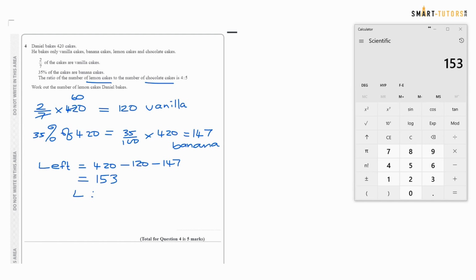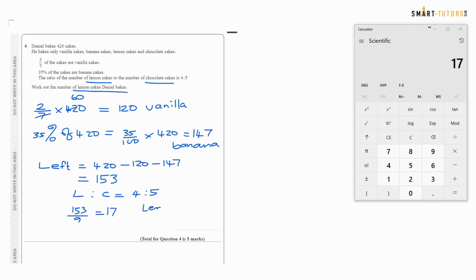They are flavored lemon cakes and chocolate cakes. So lemon is to chocolate is 4:5. So lemon is to chocolate is 4:5 means 9 portions. If you add 4 plus 5, that is 9 portions. So 153 divided by 9, which you can quickly do with a calculator, is 17.